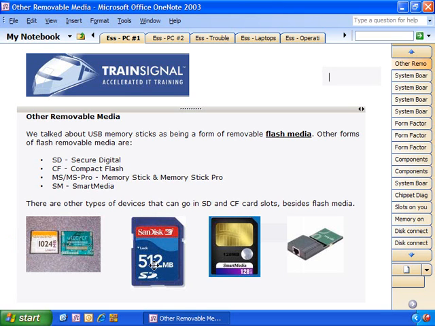The second one is SD, secure digital. This is just another form factor of removable media. Then there's smart media, the SM card. That's what this is right here. It's a much smaller card actually than either one of these two. The picture doesn't show that completely, but it's much smaller and much thinner than either one of these.